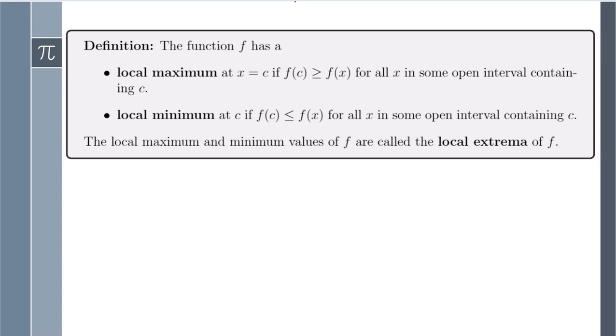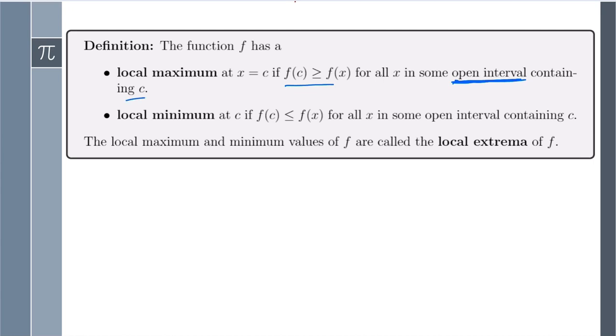So the next definition that we have here is local max and local min. Local maximum at x equals c if f of c is greater than or equal to f of x, is very similar to the earlier definition when we talk about absolute max and min, for all x in some open interval. So the difference is when we are looking at local max and min, we are looking at the open interval. That means it cannot occur at the endpoints containing c.